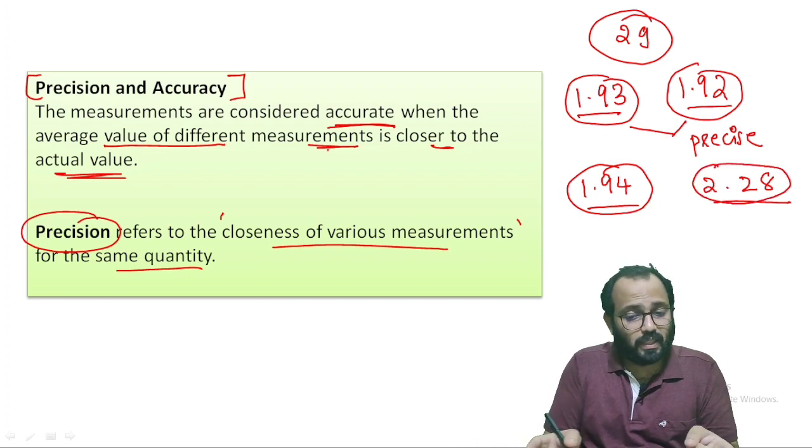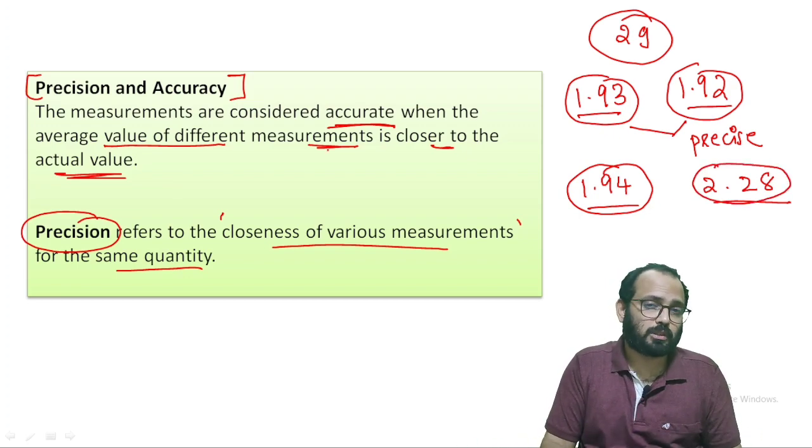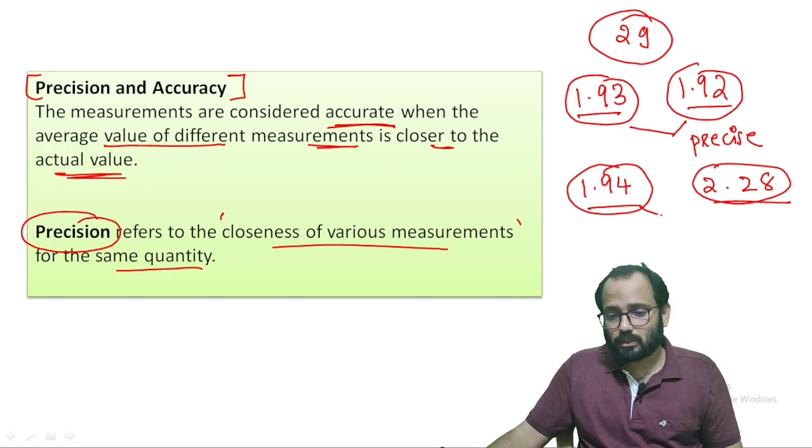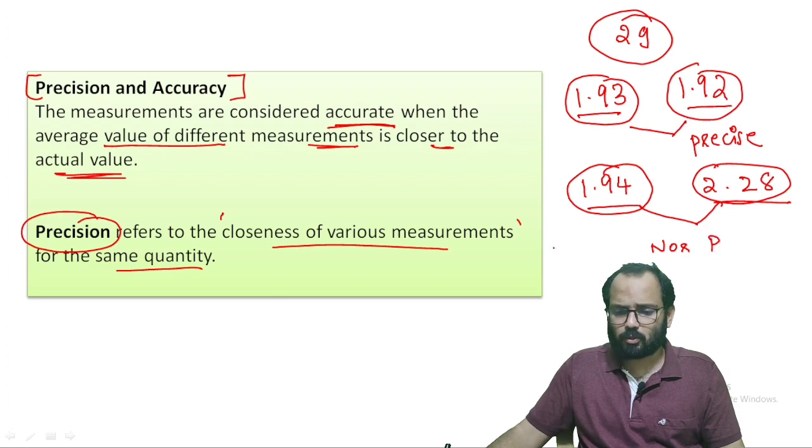Whether they are closer, they are not closer. Whether they are accurate, they are not accurate. So these two measurements somebody else has taken, we can say that this is neither accurate nor precise.